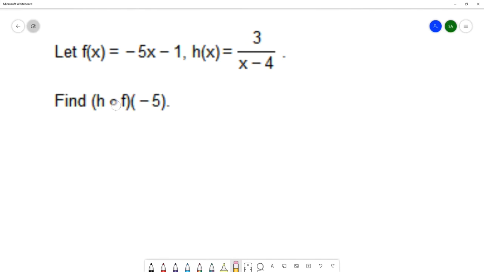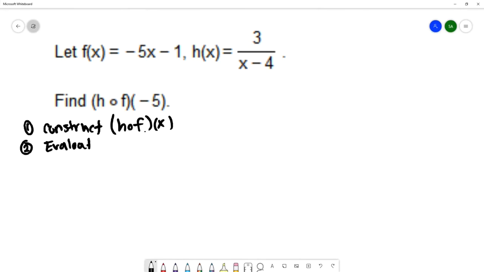This is the name of a function, and the negative 5 is a value that we want to evaluate the function at. So the first method that I could use to find h composed with f of negative 5 is to construct this function. I could construct h composed with f of x, and once I've constructed that function, I would evaluate h composed with f of negative 5.